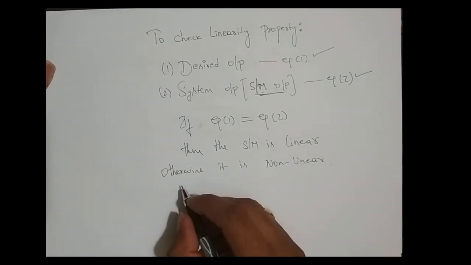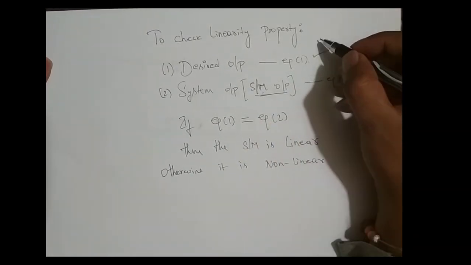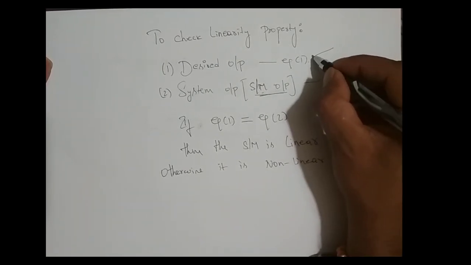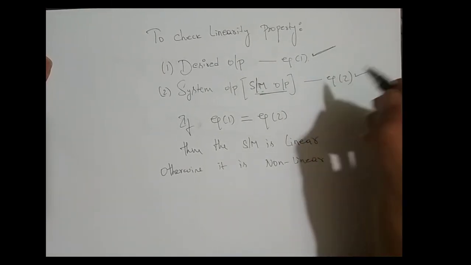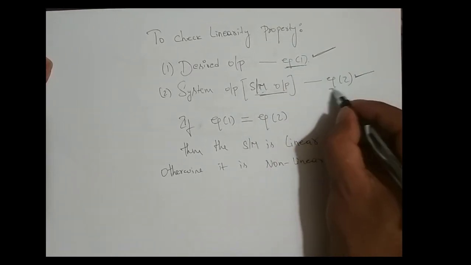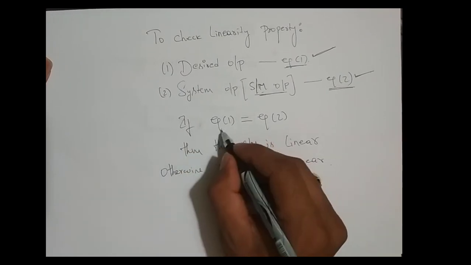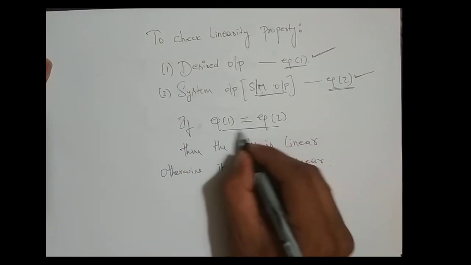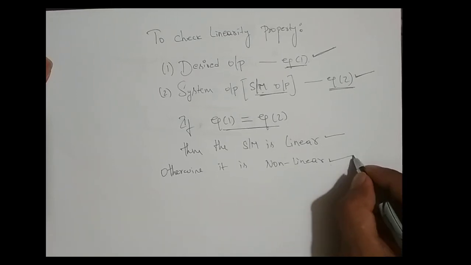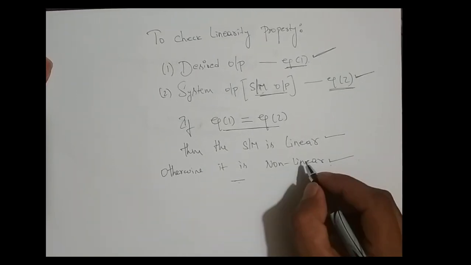Right? Let me just tell you again. Given a system, we will get the desired output, we will get the system output. We call the desired output equation 1, we call the system output equation 2, and if equations 1 and 2 are both the same, then the system is linear. Otherwise the system is non-linear. This is how we are going to check for the linearity property of a system.